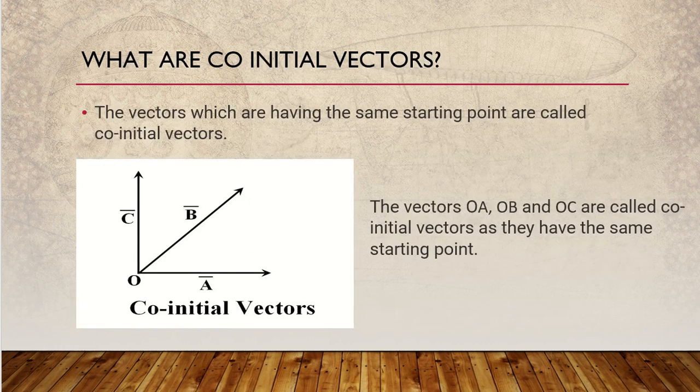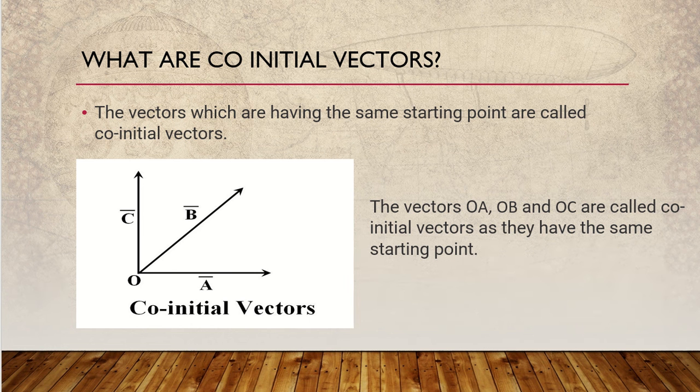Now let us move to the co-initial vectors. What are co-initial vectors? Co means similar, initial means starting point. The vectors which are having the same starting point are called co-initial vectors. Already we have discussed the vector is having 2 points, those are starting point and terminal point. If the vectors are having the same starting point, then those vectors are known as co-initial vectors.